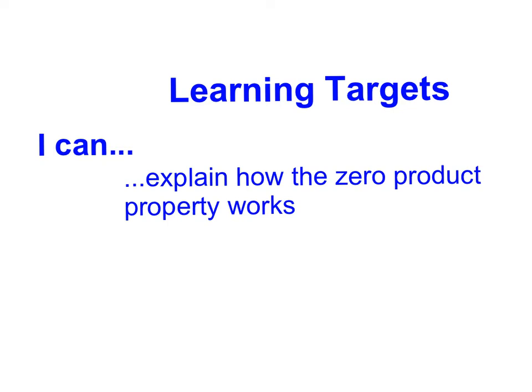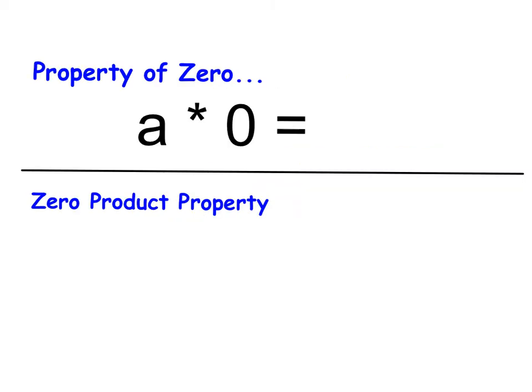In this video, we'll be discussing how the zero product property works and how it will be able to help us solve quadratic equations. So at this point in your math careers, you should be familiar with the number zero and how it works in mathematics with different numbers. Here I want to have a conversation about what happens when we multiply a, which is any number, by 0.